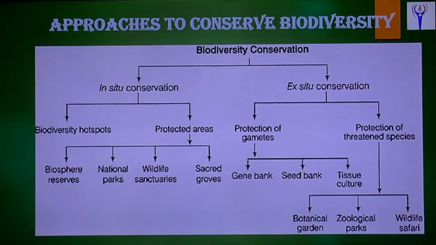And the next is ex situ conservation. It is only for threatened species taken out from their natural habitat and placed in a special area, which includes zoos, botanical gardens, wildlife safaris, seed banks, gene banks, etc. And tissue culture is spreading widely nowadays for plants whose gametes are under threat, and species are preserved in viable and fertile condition using cryopreservation.